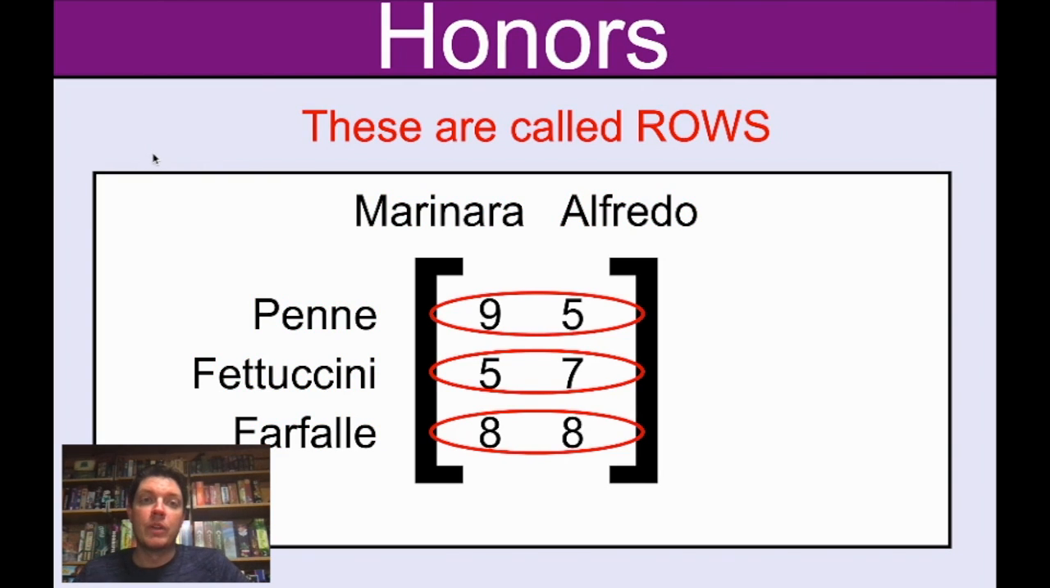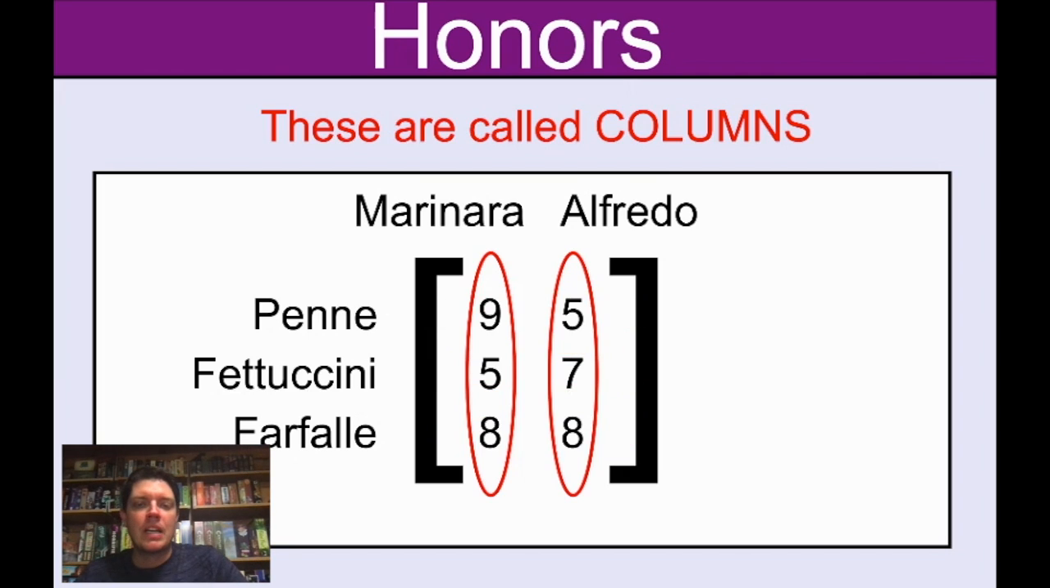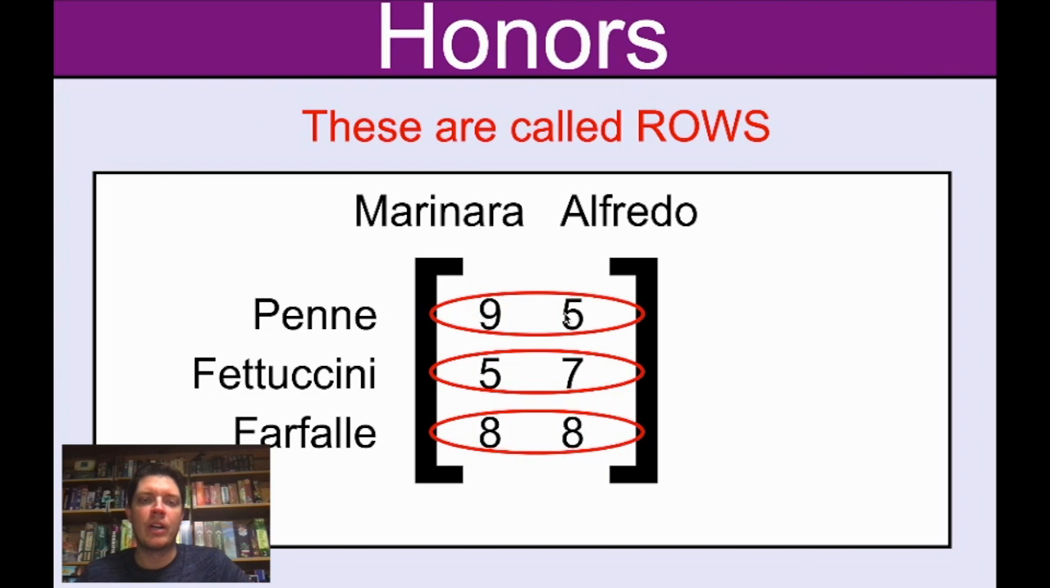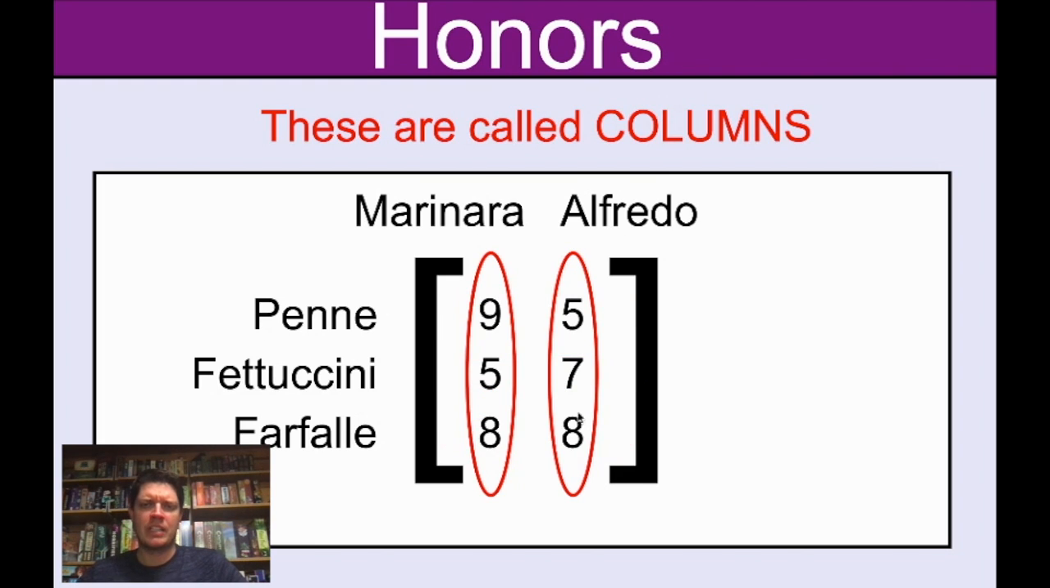One really important concept is to know that the numbers going side to side are called rows. This matrix here has 3 rows: 1, 2, 3. Rows go across. Columns go up and down, just like the column of a building, which is a good way to remember that. This matrix has 2 columns. In this example, the rows represent the different types of noodles or pasta, and the columns represent the different types of sauce.